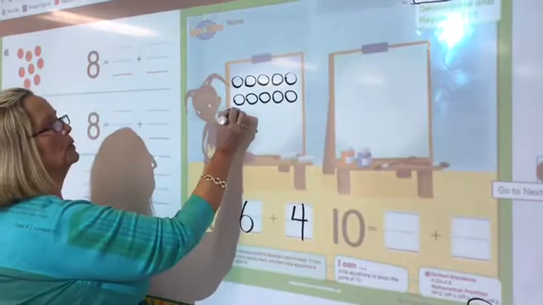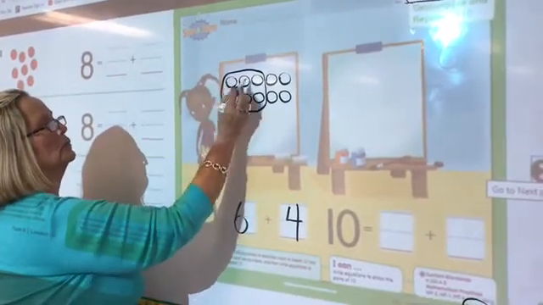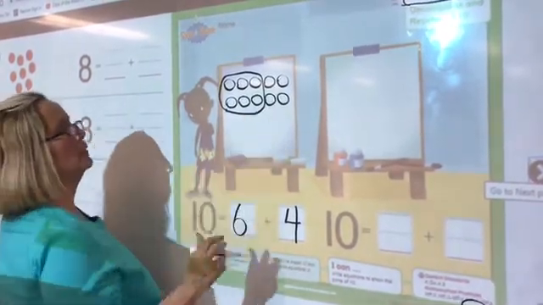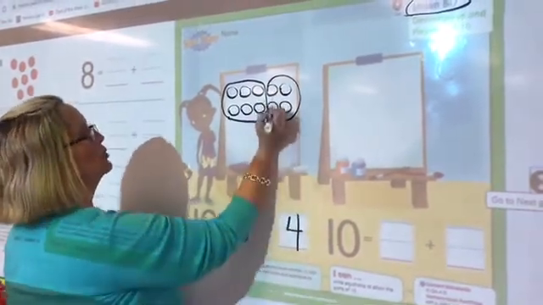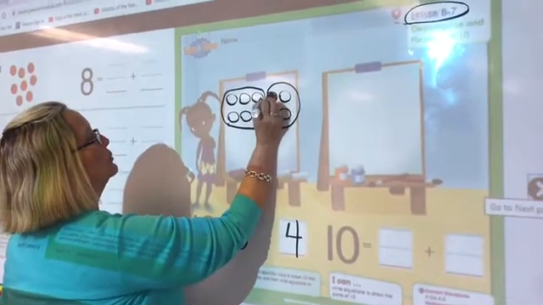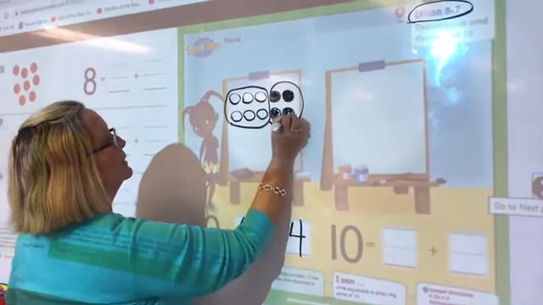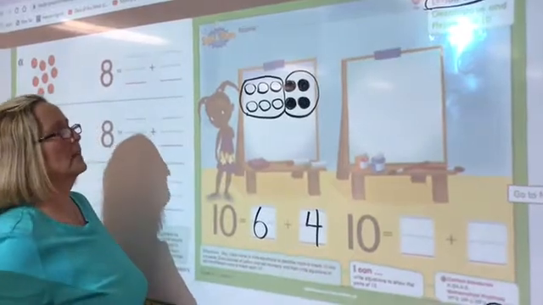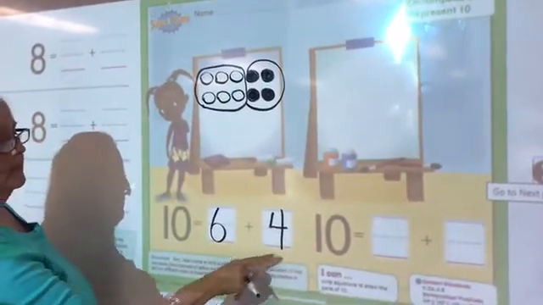So for this one, we're going to find 6. Let's double check. 1, 2, 3, 4, 5, 6. Yes, we have that. 6. And then how many are left? 4. And remember, for the second group of numbers, we're going to shade those in. 1, 2. Sorry for my sloppy writing and drawing, but there we have it. 6 and 4. 10 equals 6 plus 4.